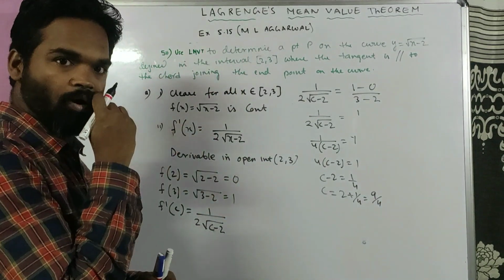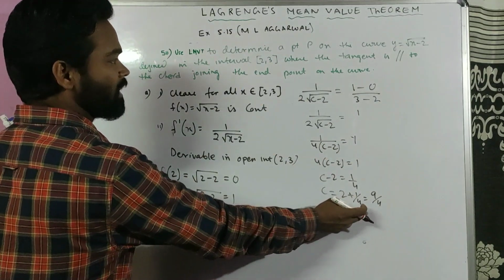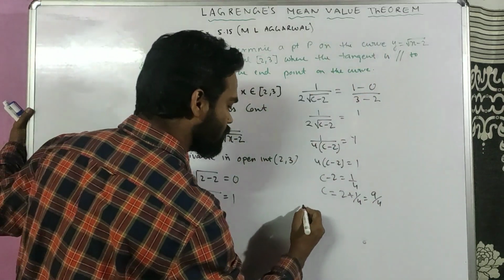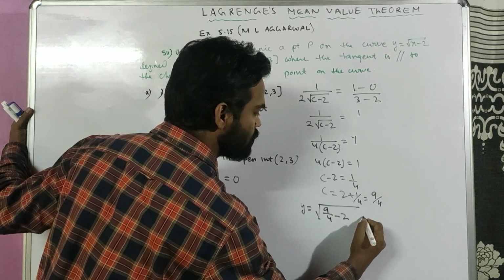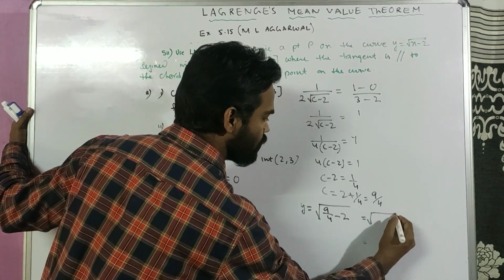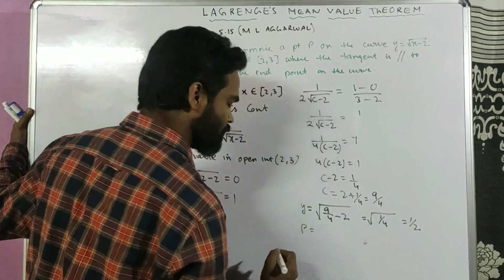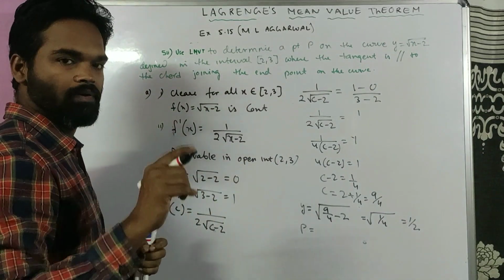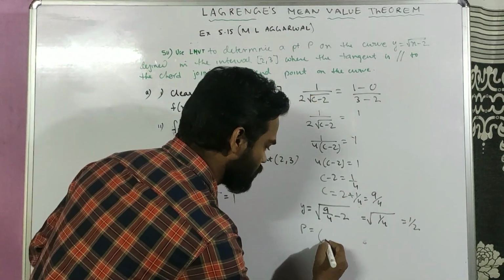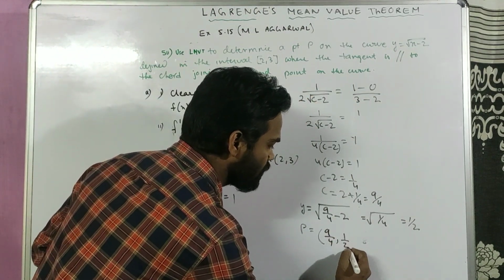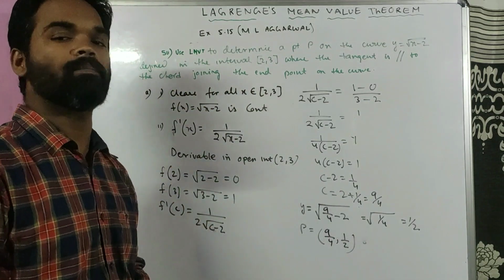Now corresponding to this point, real number c, we'll find the point P. How? This is the x coordinate. How to get the y coordinate? Put it over here. So y will be what? Root over of 9 by 4 minus 2. That's root over of, that's 1 by 4. That's 1 by 2. So your point P on the curve, where if you draw a tangent, it will be parallel to the chord AB, is (9 by 4, 1 by 2). Is it clear? Now that was Lagrange's mean value theorem.